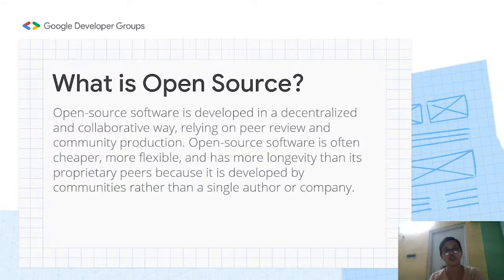It is very important to understand that open source is developed in a decentralized and collaborative way, relying on peer review and community production. Collaboration is the heart of open source. All open source communities are very collaborative and very welcoming for everyone from all around the globe. Also, open source software is often cheaper, more flexible, and has more longevity than its proprietary peers. The reason is very simple: it is developed by communities through collaboration rather than a single author or company.